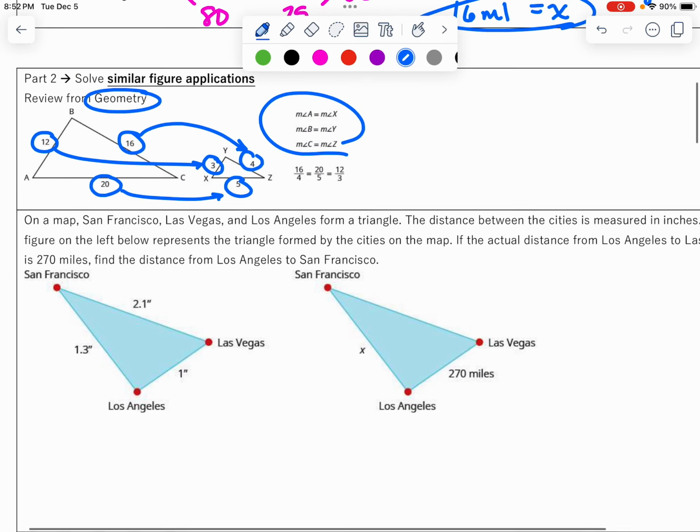So we have this map of San Francisco. Las Vegas? That doesn't look like Vegas. San Francisco. Okay, right here. I thought you said the triangle was supposed to represent... No, shh. On a map, San Francisco, I mean, you're doing so great.